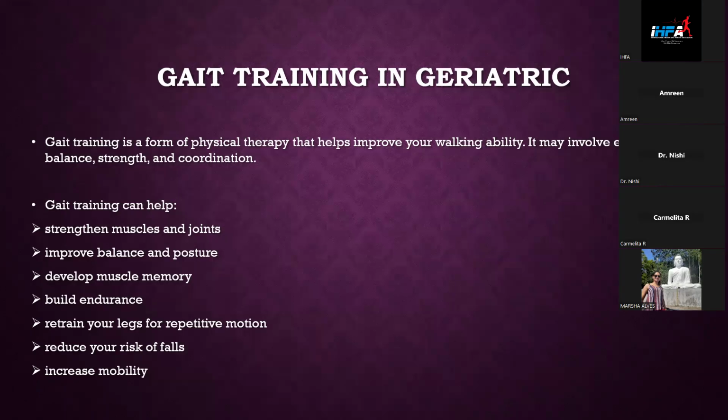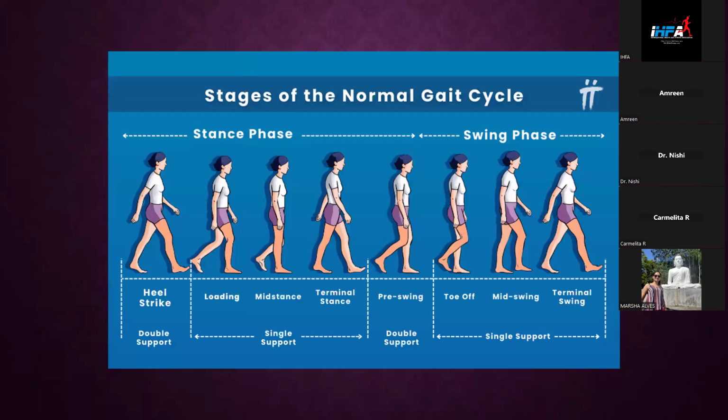Okay. So, what does gait training do basically? It helps to strengthen the muscles and the joints, improves the balance and the posture, develops muscle memory, builds endurance, retrains your legs for repetitive motion, reduces the risk of falls, and increases mobility. Yes. So these are the advantages of gait training.